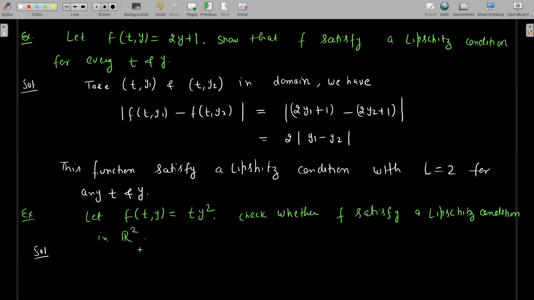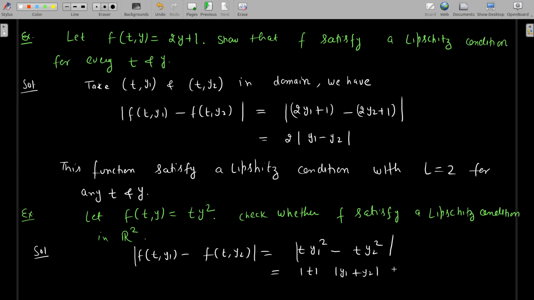So what do you do here? You try to compute this difference. f(t, y1) is t y1 square, and the function is t y square. You can take t outside and factor it: y1 square minus y2 square, a square minus b square. So with the definition you need this, but here you need a constant.